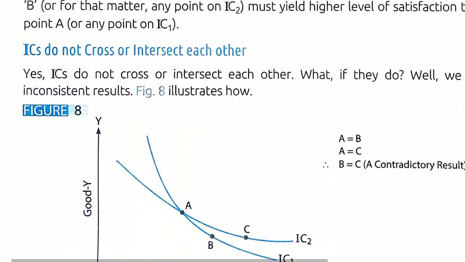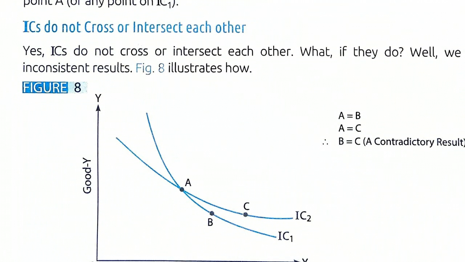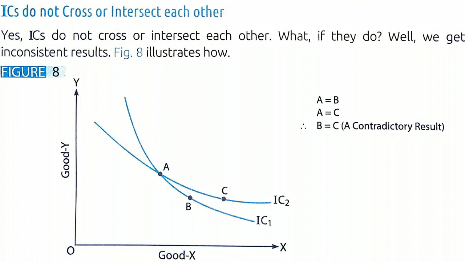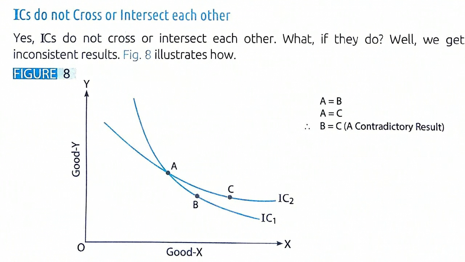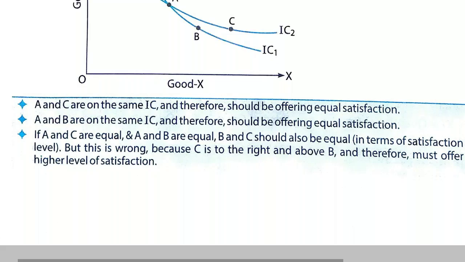Then, indifference curves do not intersect each other. It will never happen, so this figure is wrong. It will never happen that IC1 and IC2 will have the same level of satisfaction. So that point will never come, and that is why this particular situation is not possible.